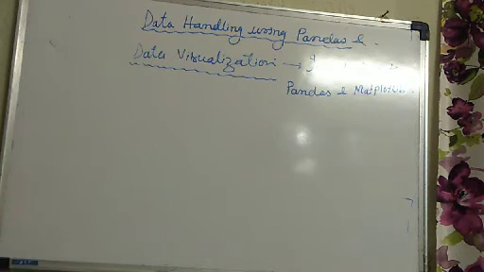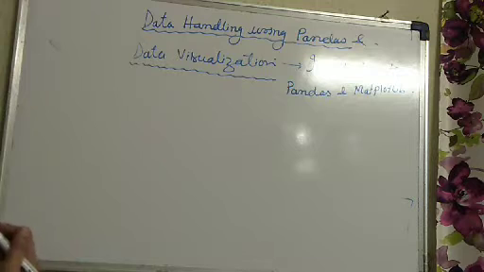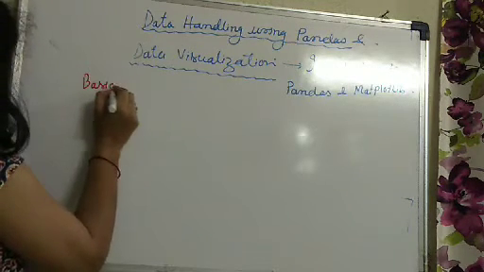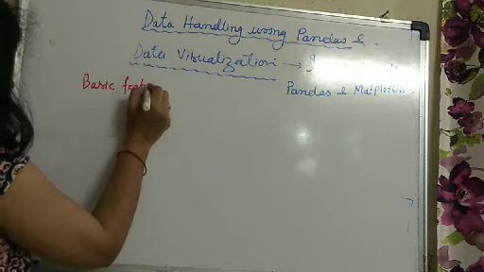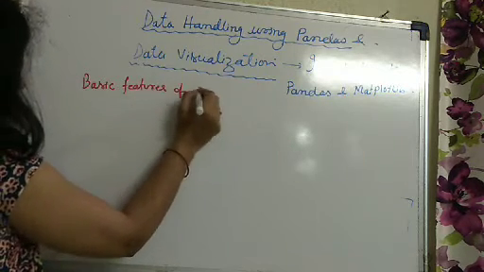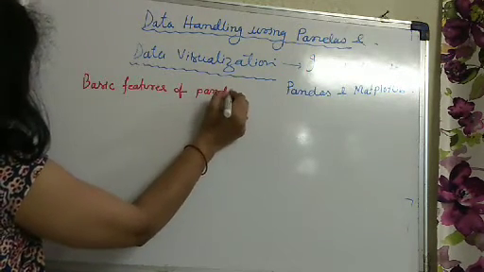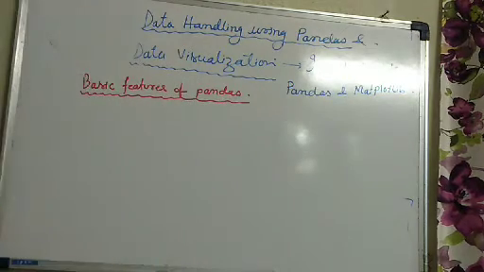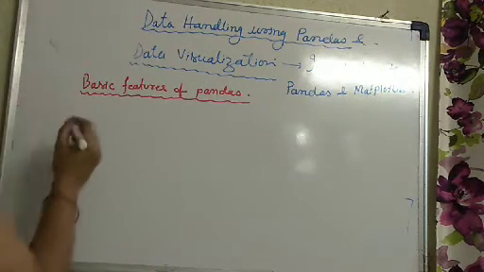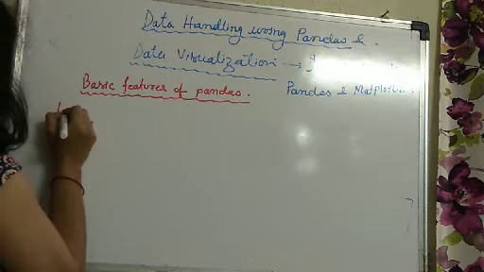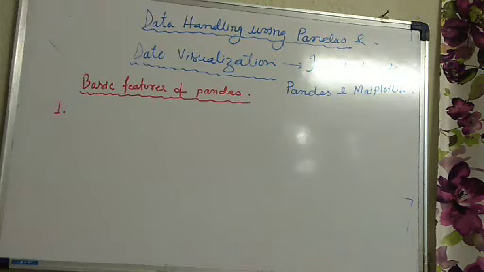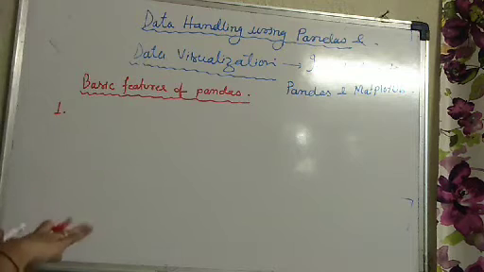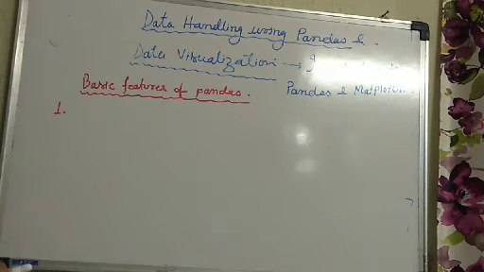Now, the basic features of pandas. Okay, let us see the basic features of pandas, right? The data frame object helps a lot in keeping track of the data. Okay, it provides the data frame.